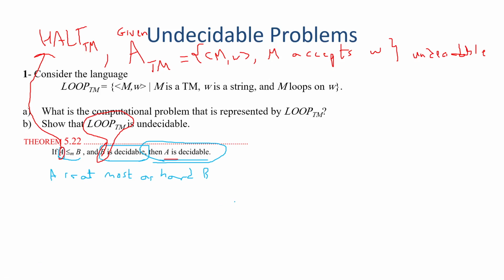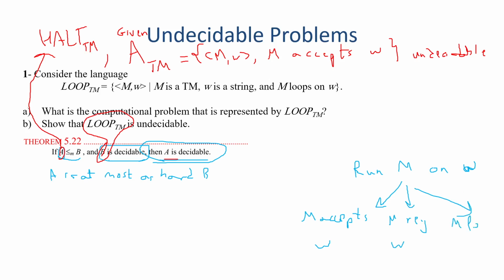Well, remember the original problem. What happens when I run M, where M is a Turing machine, on its input W? Three things. Either M accepts W, which is great. M could reject W, which is also great. The thing that's not great is there is a third scenario. What if M loops on W forever?